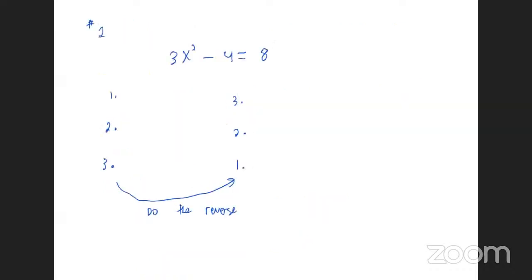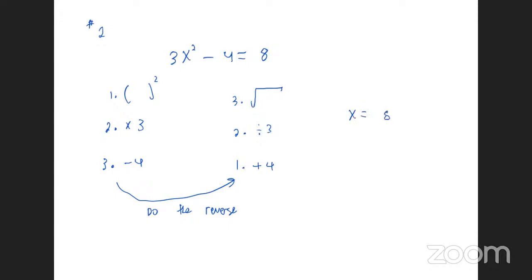Here we have 3x squared minus 4 is equal to 8. We do the same thing. If x were a number, what's the first thing I will do to x? First thing I will do, I'll square it. Then I'll multiply it by 3. Then I'll minus 4 from it. So what's the reverse? The reverse is add 4, divide by 3, and the reverse of x squared is square root. So let's do that to 8.